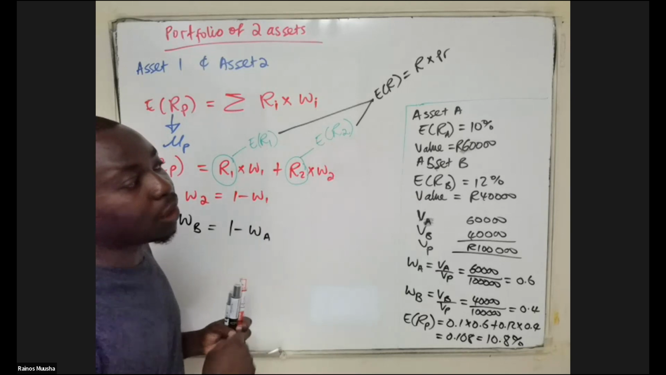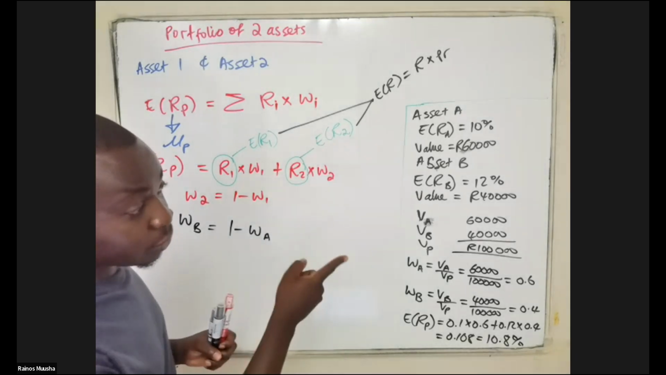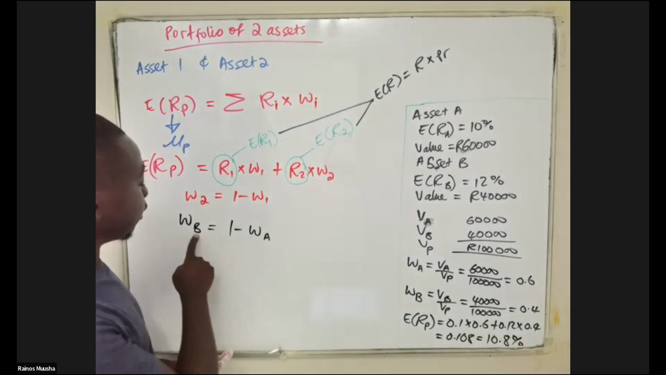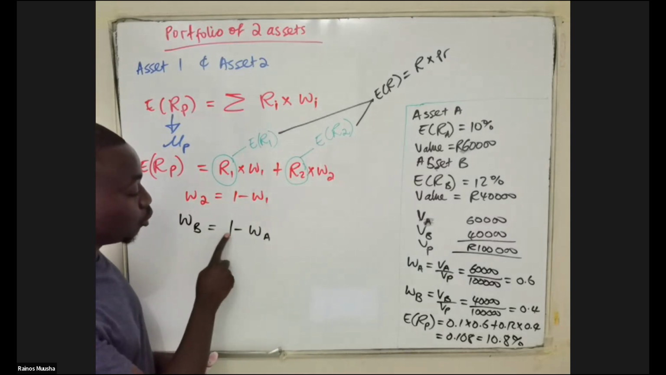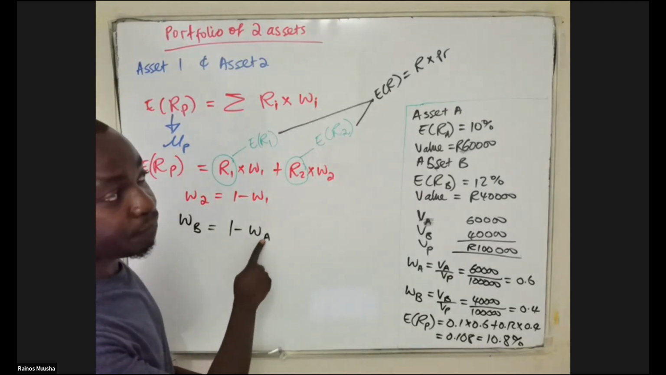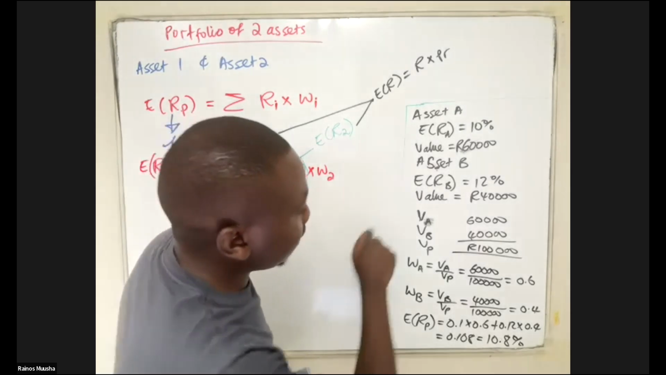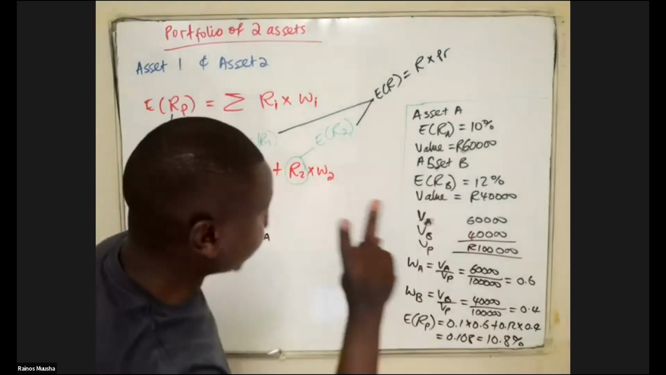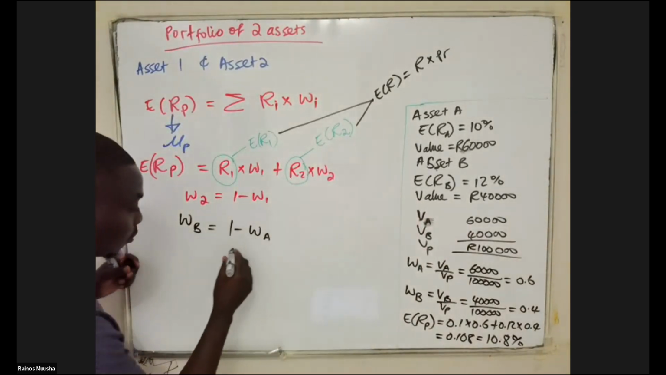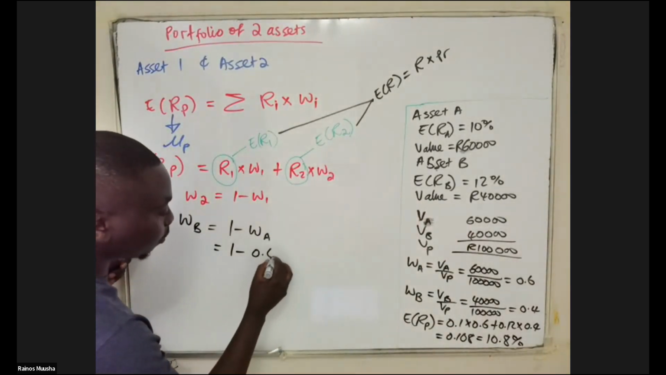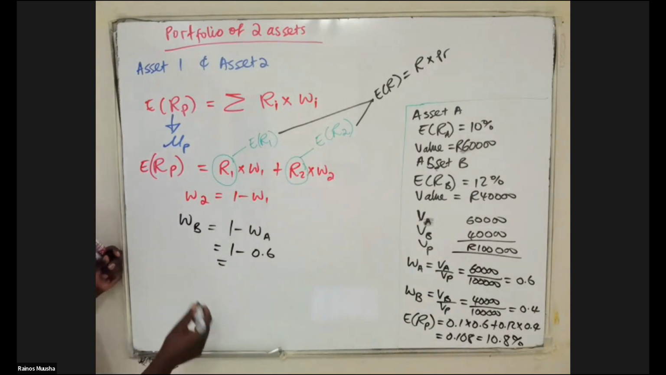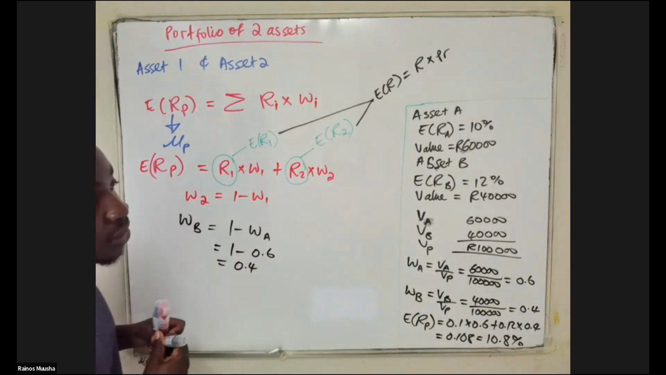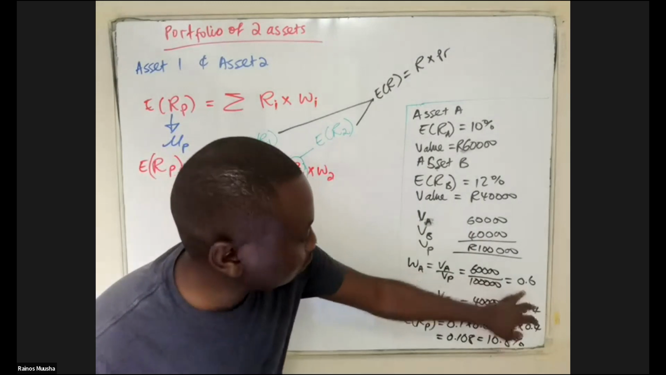Going back to our hypothetical example, the weight of asset B is equal to 1 minus the weight of asset A. What do we see? Here, we saw that the weight of asset A was 0.6, right? And we're having a 2-asset portfolio. So it also means that 1 minus 0.6 should give us the weight of asset B, which is equal to 0.4.